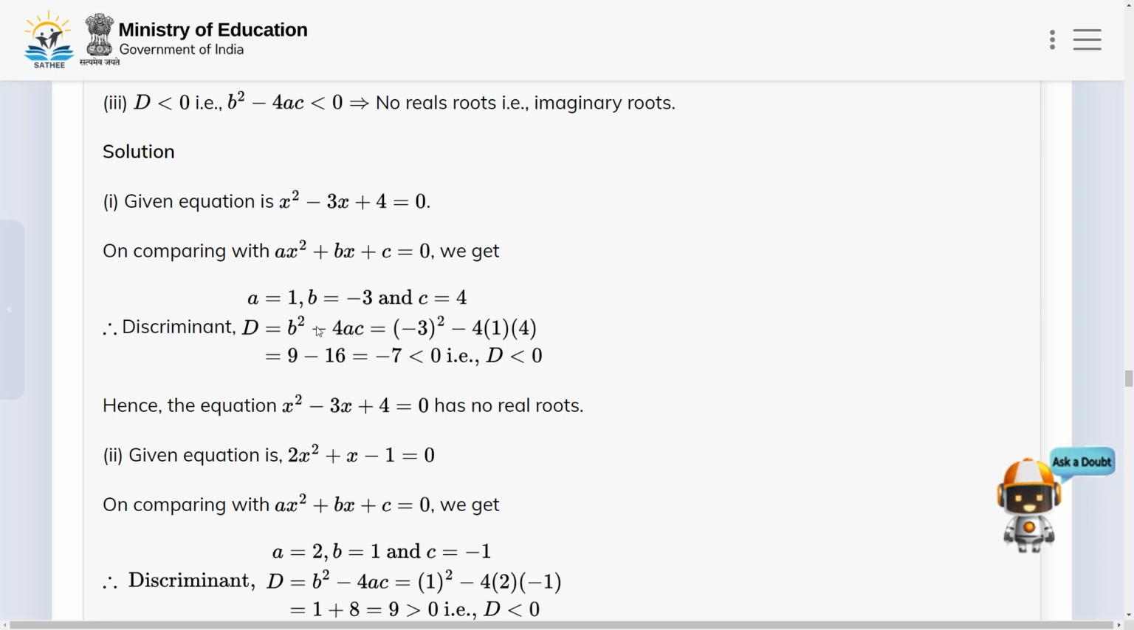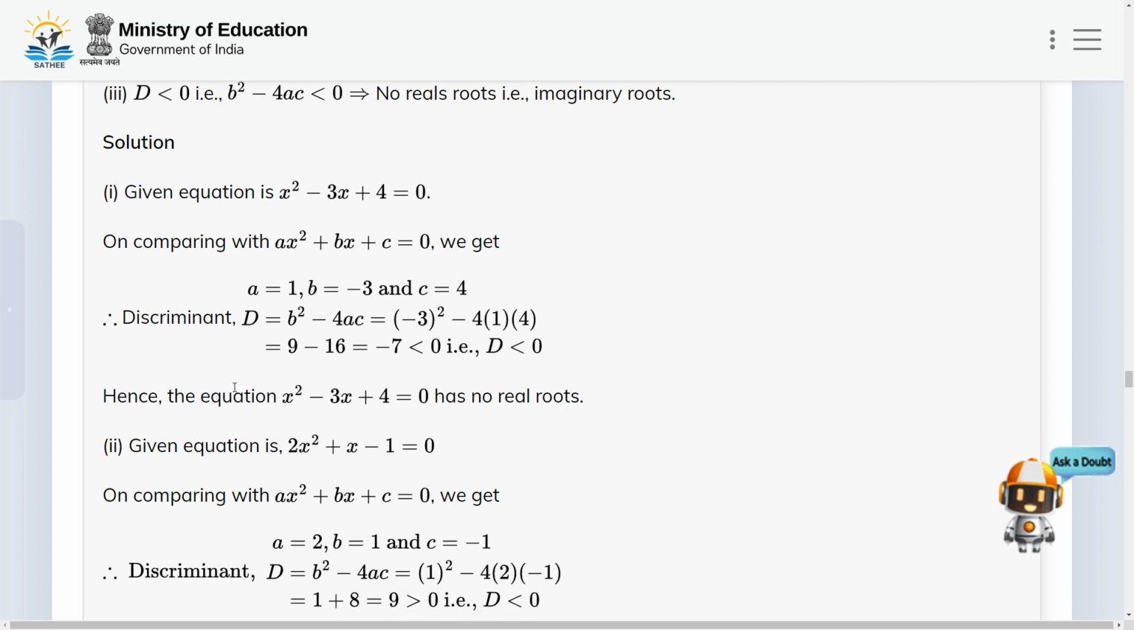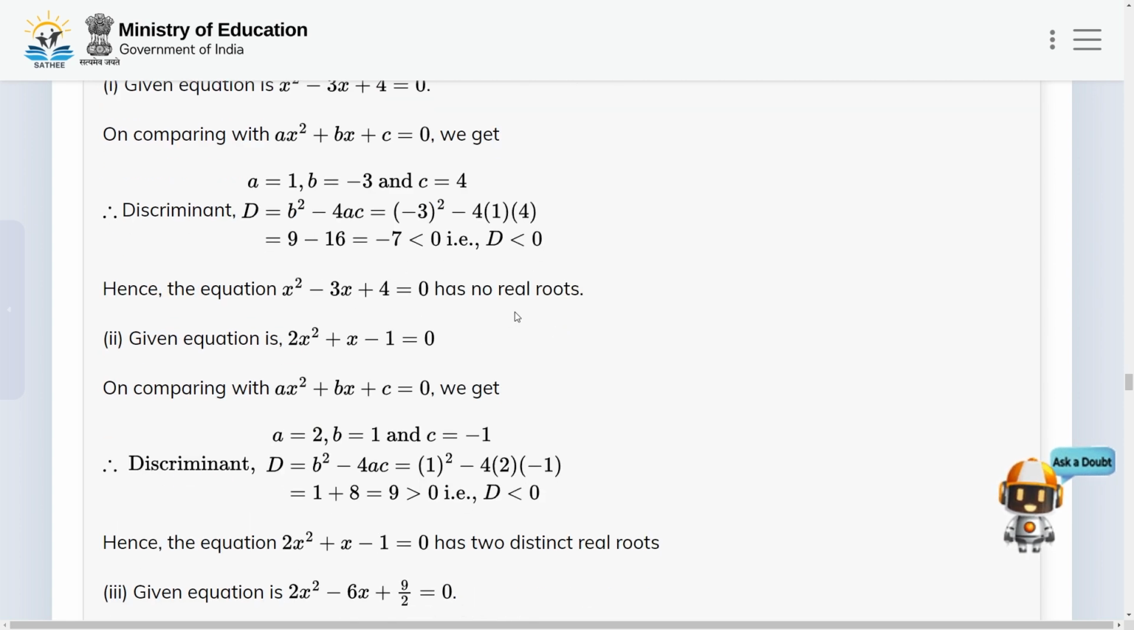The discriminant D is b square minus 4ac, that is equal to minus 3 whole square minus 4 times 1 times 4, that is equal to 9 minus 16, which is equal to minus 7, and this is less than 0. So the discriminant D is less than 0. Hence the equation has no real roots.